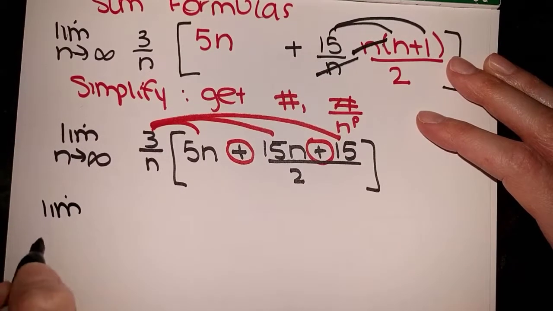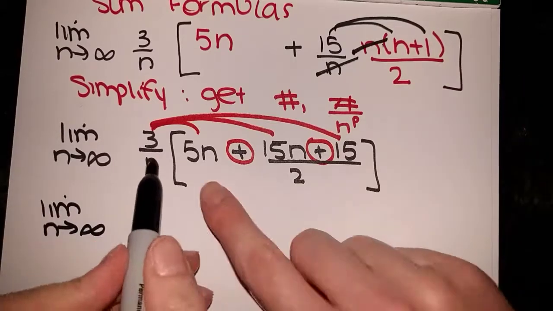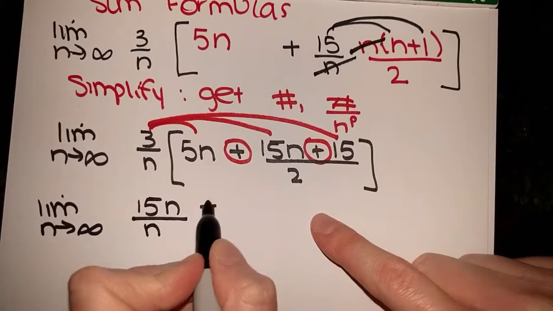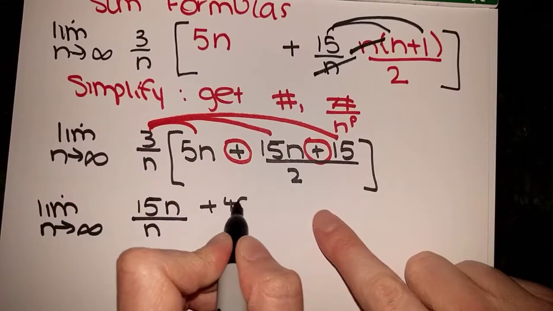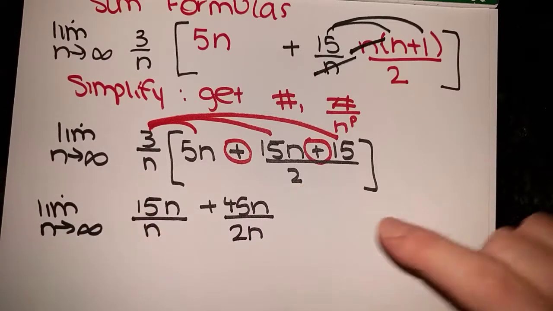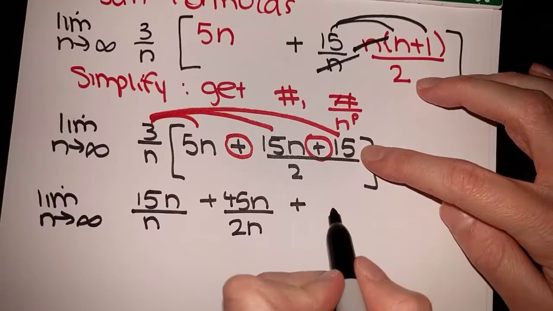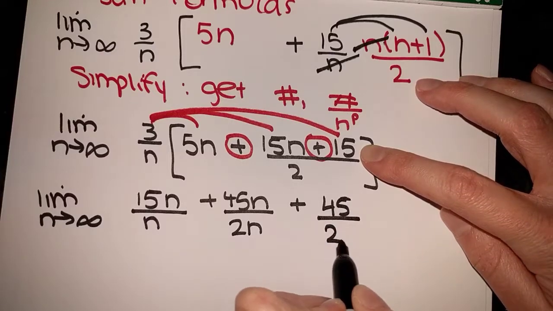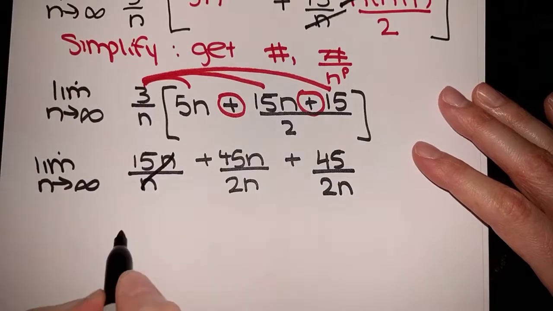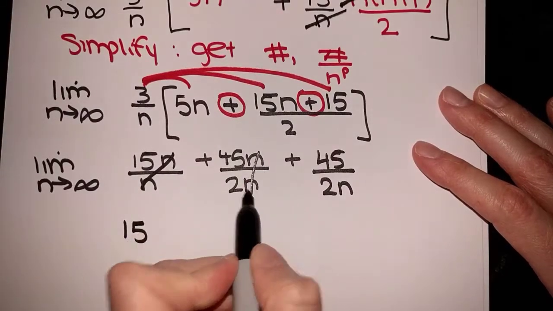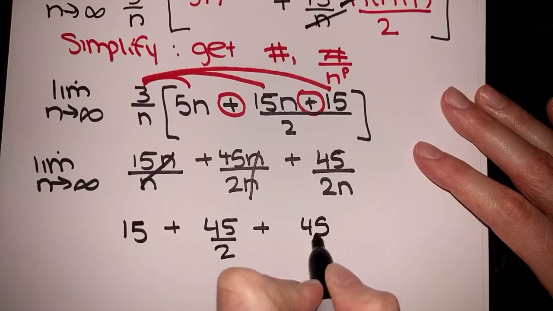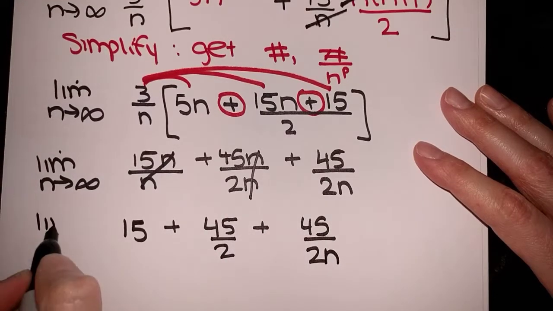So this will become the limit as n goes to infinity. The 3 times the 5 will give us 15n over n, plus 15 times 3 will give us 45n over 2n, because you're multiplying straight across, plus the 3 times the 15 gives us 45 over 2n. Now, if you simplify, you see that these n's cancel, so you have a 15. You see that these cancel here as well, and then you have 45 over 2n as your last term.